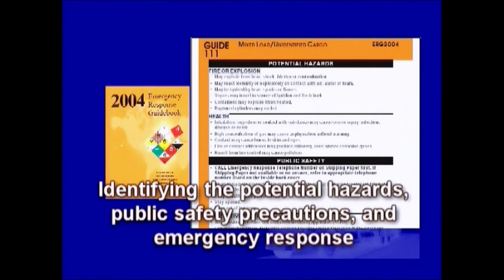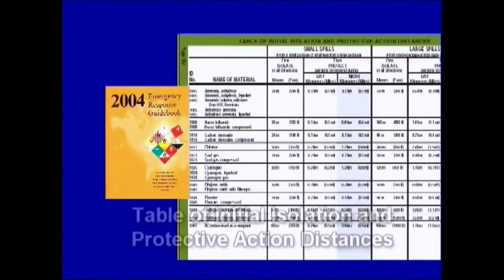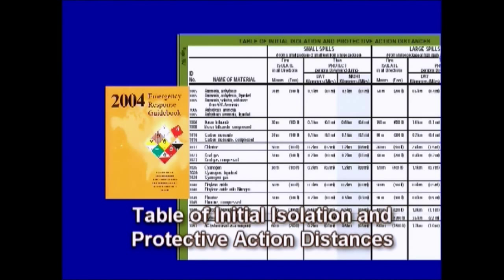Section 3, bordered by orange, is used for identifying the potential hazards, public safety precautions, and emergency response information. The fourth section, bordered by green, is the Table of Initial Isolation and Protective Action Distances. This section is indexed by the 4-digit ID number.